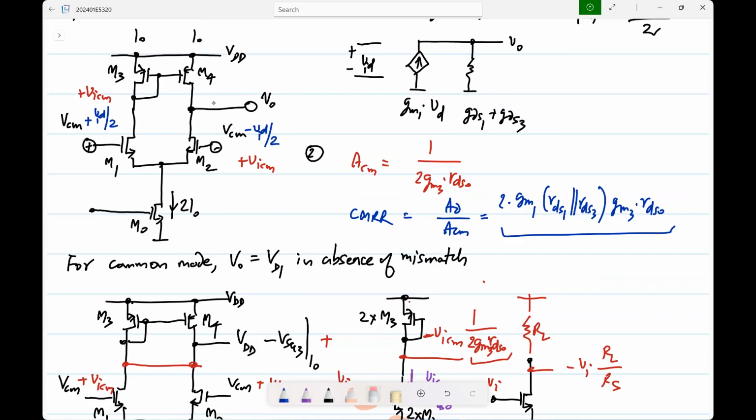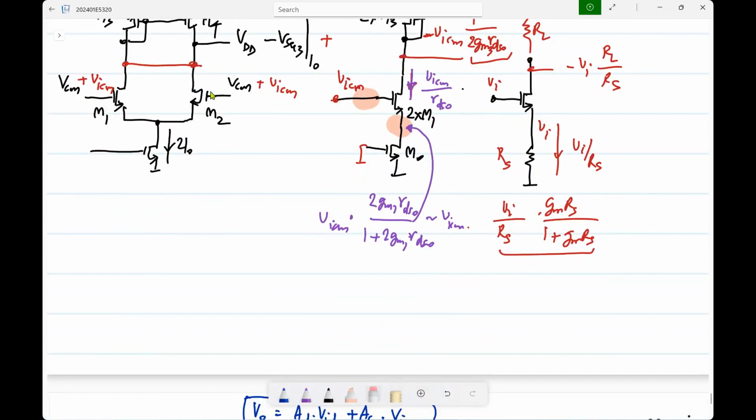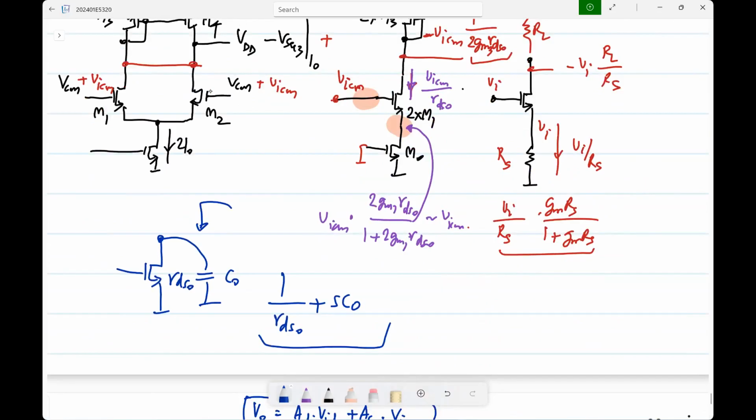No, we don't have higher resistance at high frequencies. We have a higher admittance. That is, by itself it will have RDS0, but from this node there will be some parasitic capacitor C0. So if you look at the admittance here, that will be 1 by RDS0 plus sC0, right? So the admittance increases.